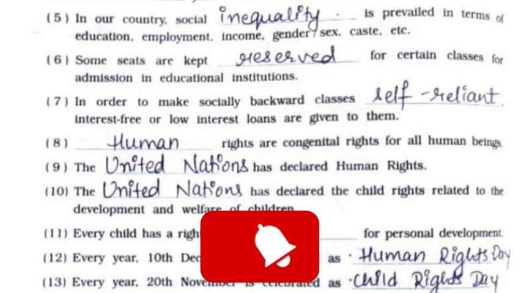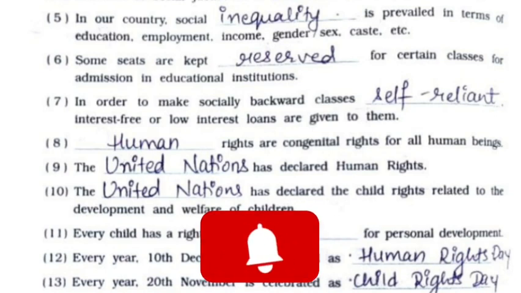Fifth, in our country, social inequalities prevailed in terms of education, employment, income, gender, or sex, caste, etc. Sixth, some seats are kept reserved for certain classes for admission in educational institutions. Seventh, in order to make socially backward classes self reliant, interest free or low interest loans are given to them. Eighth, human rights are congenital rights for all human beings.